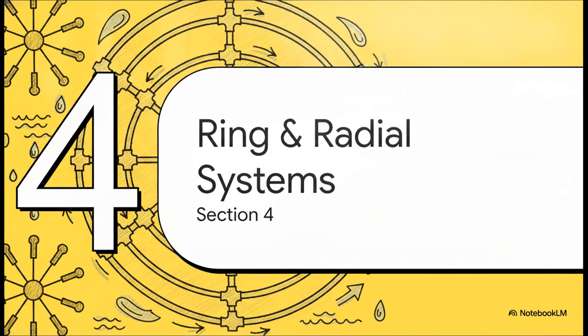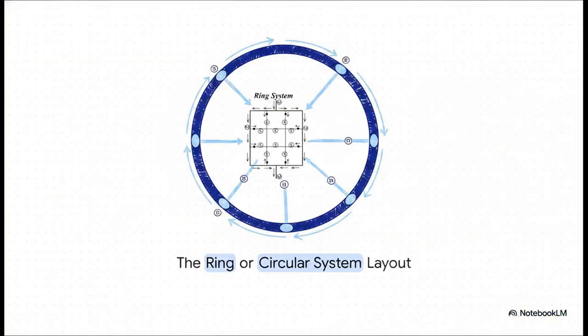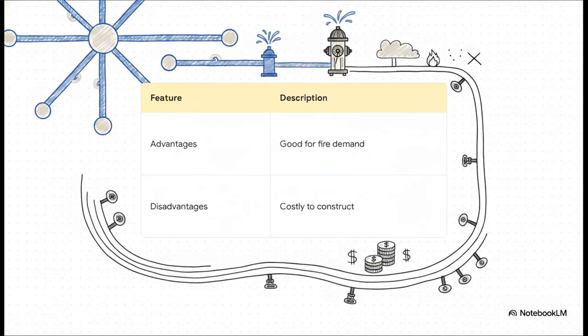All right, let's look at some specialized layouts. Section 4, ring and radial systems. First up in this category is the ring system, also known as the circular system. Notice how the main pipes here are laid out all around the absolute periphery of the rectangular city blocks. They form this giant closed ring around the outside of the area, and only then do the submains branch inward toward the center.